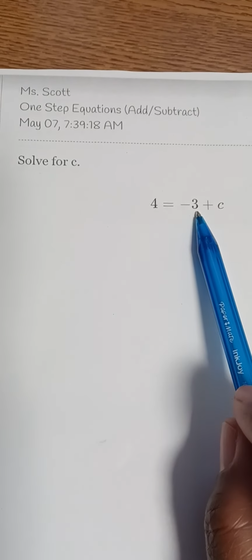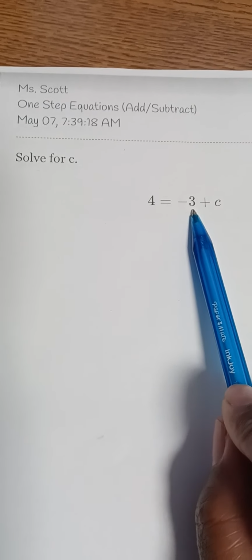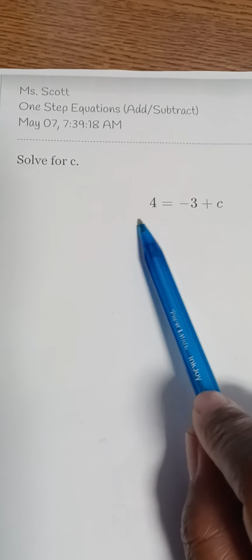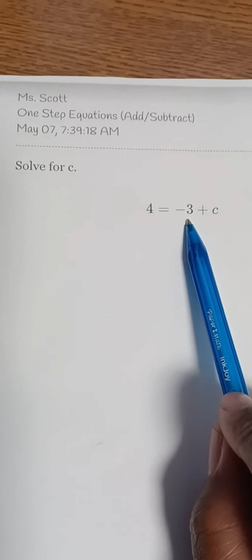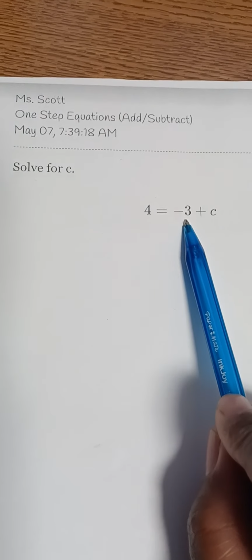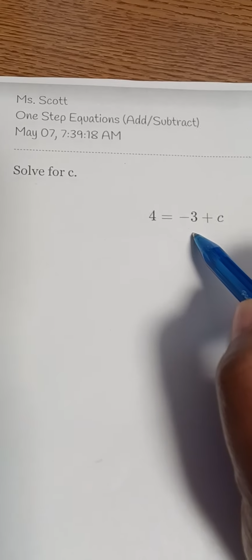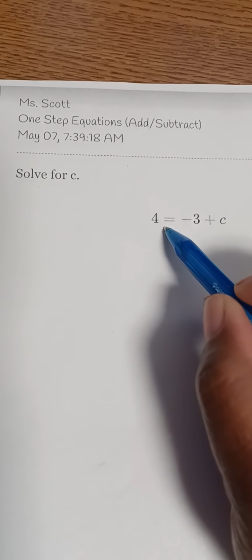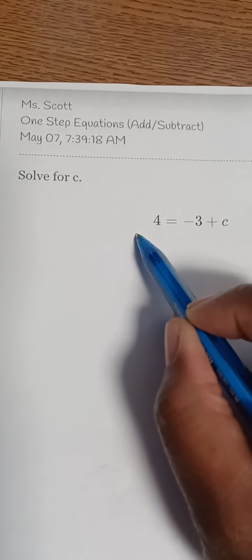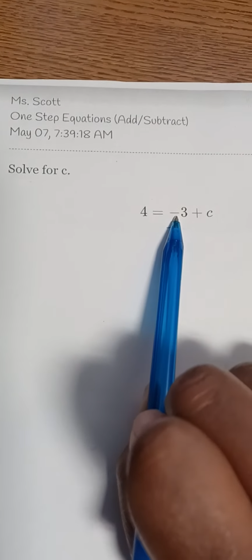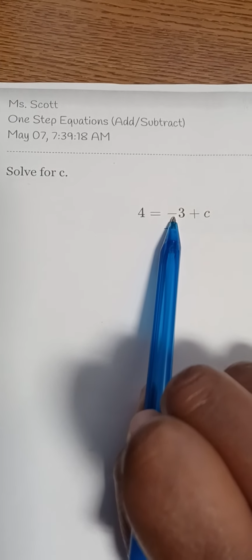So right away, we have to take this 3 to the other side. We're going to use an inverse operation, right? We know we have a minus, so when we bring it over the equal sign, we're going to have a plus. What's the inverse of negative? It's positive. So we use the inverse of whatever operation or sign.